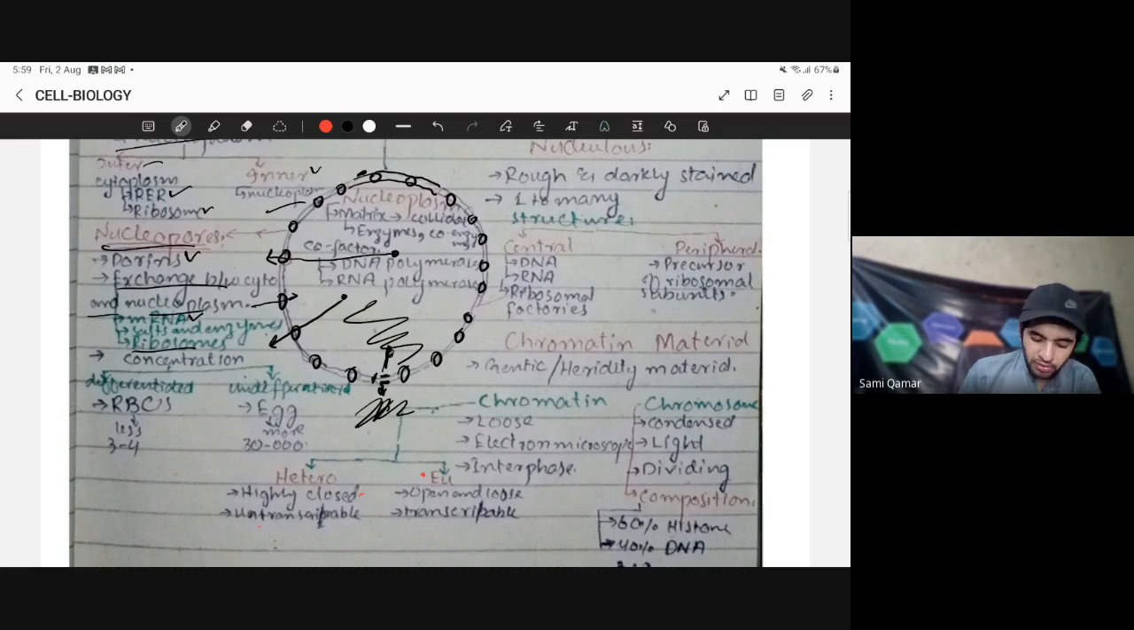Now, one important thing: the concentration of nuclear pores. In RBCs there will be fewer nuclear pores, in immature RBCs, when the nucleus is present.